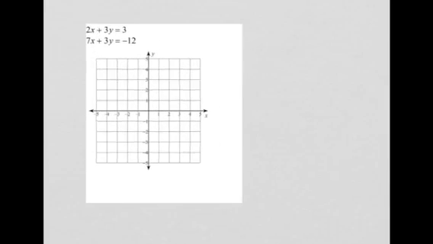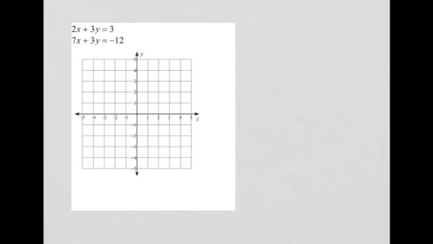Welcome to part 2 of 16-4, Systems of Equations. Part 2 is all about standard form and how to graph a line in standard form. First thing you have to do is move it into slope-intercept form. So you have 2x plus 3y equals 3.